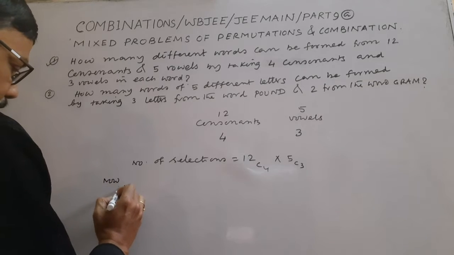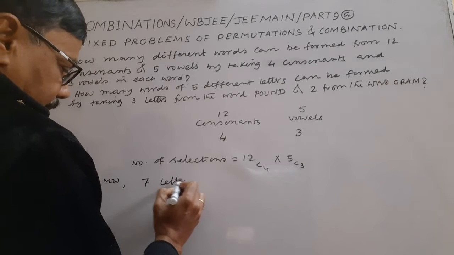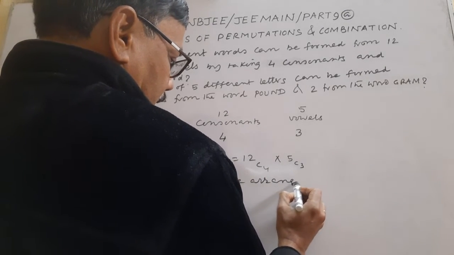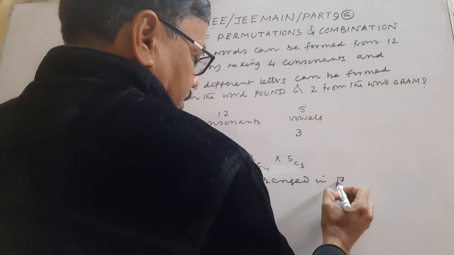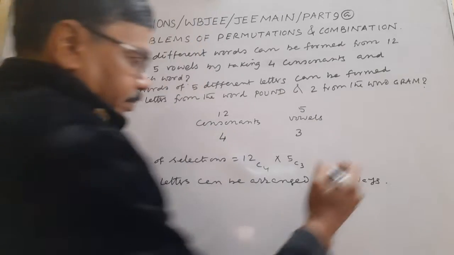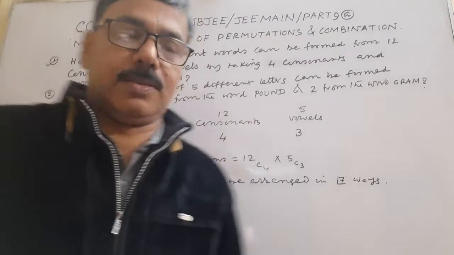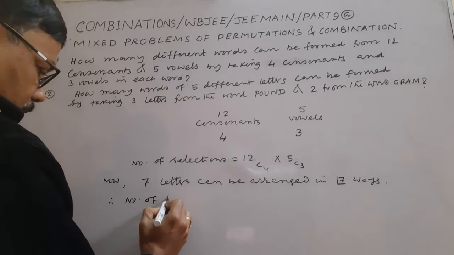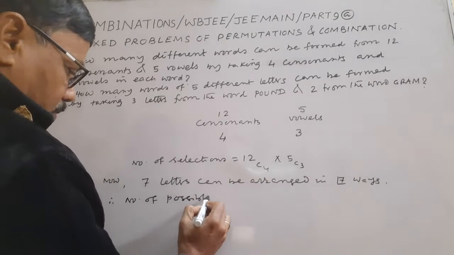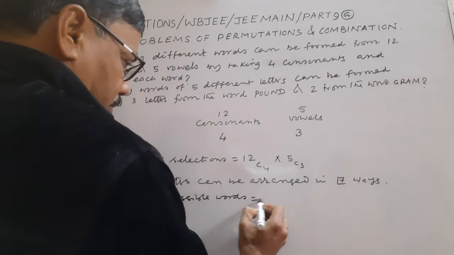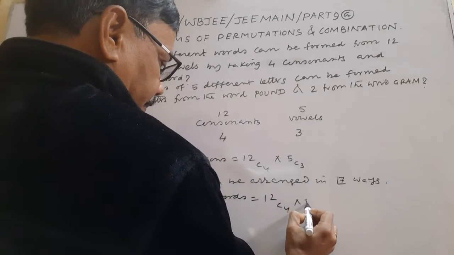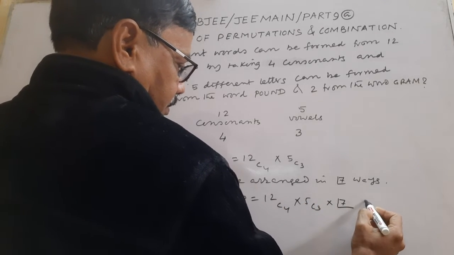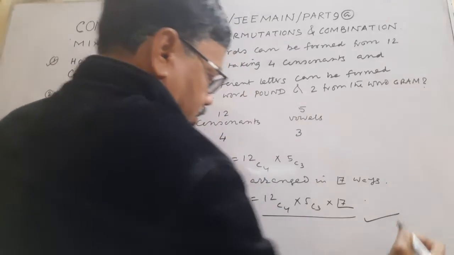Now 7 letters can be arranged in factorial 7 ways. Therefore, the number of possible words: total selection 12C4 into 5C3, then arrangements. This total selection is this one.